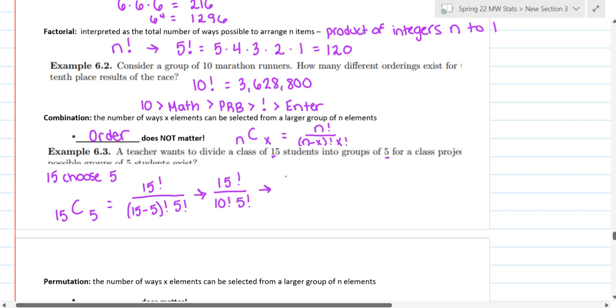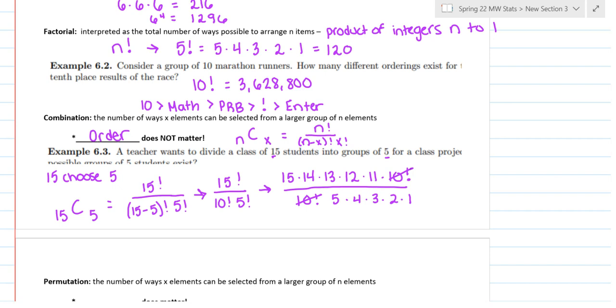And then that would give me, let's see, if I go 15, 14, 13, 12, 11, 10, I can stop there at the 10, because I'm going to keep going 10, 9, 8, right? But I have this 10 factorial here that I can cancel with that. And then I have this 5 factorial in the bottom: 4, 3, 2, 1. So I can cancel these 10 factorials out.